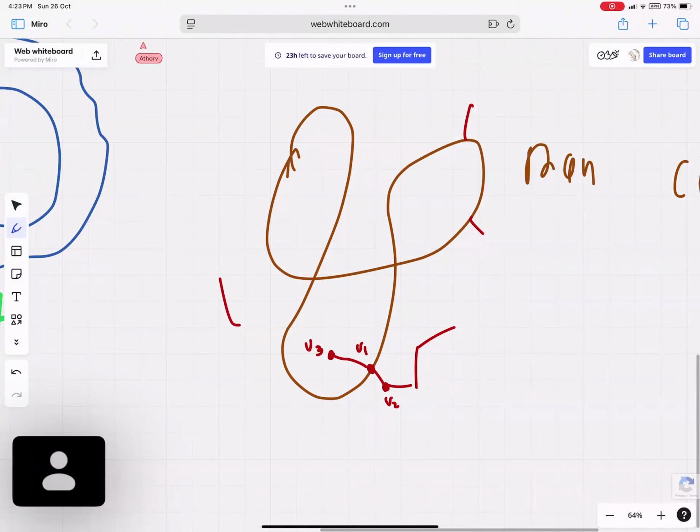You're on the right track. A good track. Okay, V2 would also have an even degree, right? Like V2.